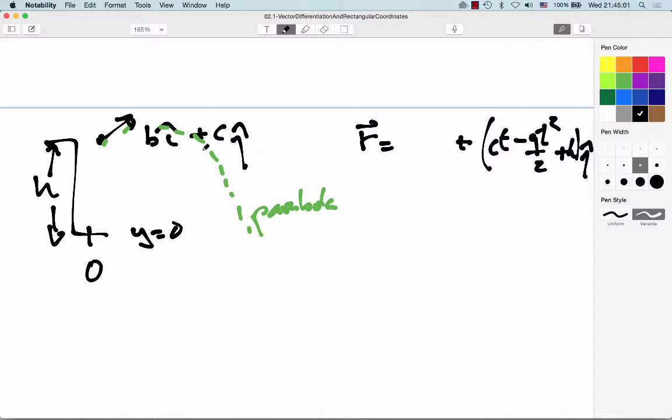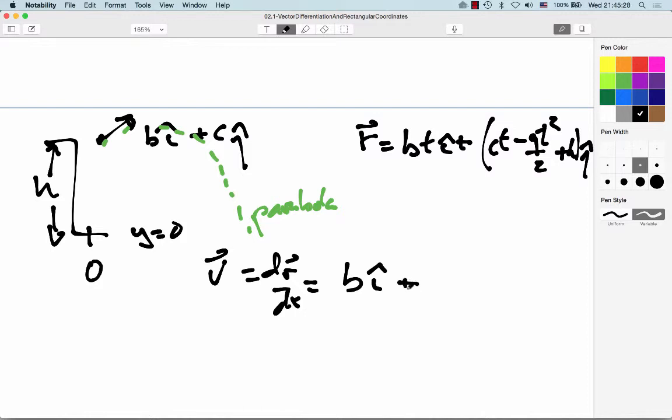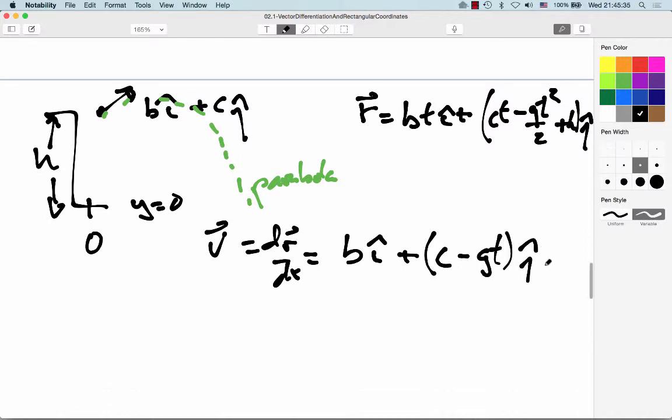And we can use our common sense of position equals rate times time to get that the x component would have to be bt times i hat. All right. So then if I differentiate this with respect to time, my velocity, it should be dr/dt. Well, differentiating that will just give me b times i hat. And then differentiating the second bit will get me what I had before, c minus gt j hat.